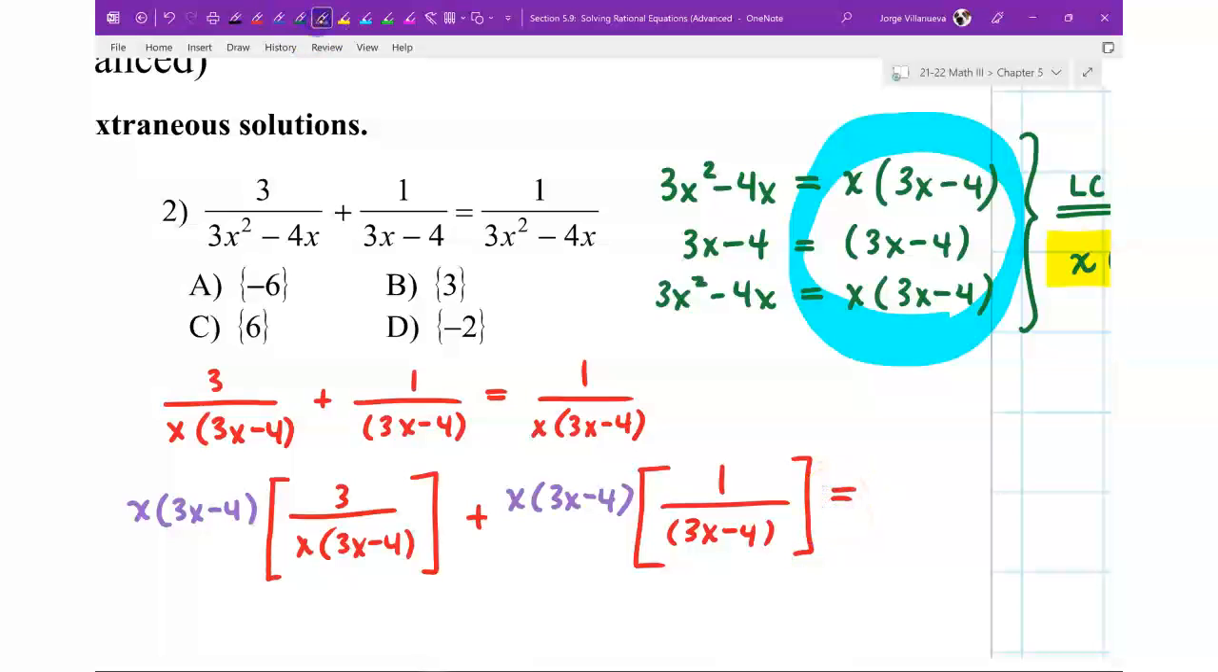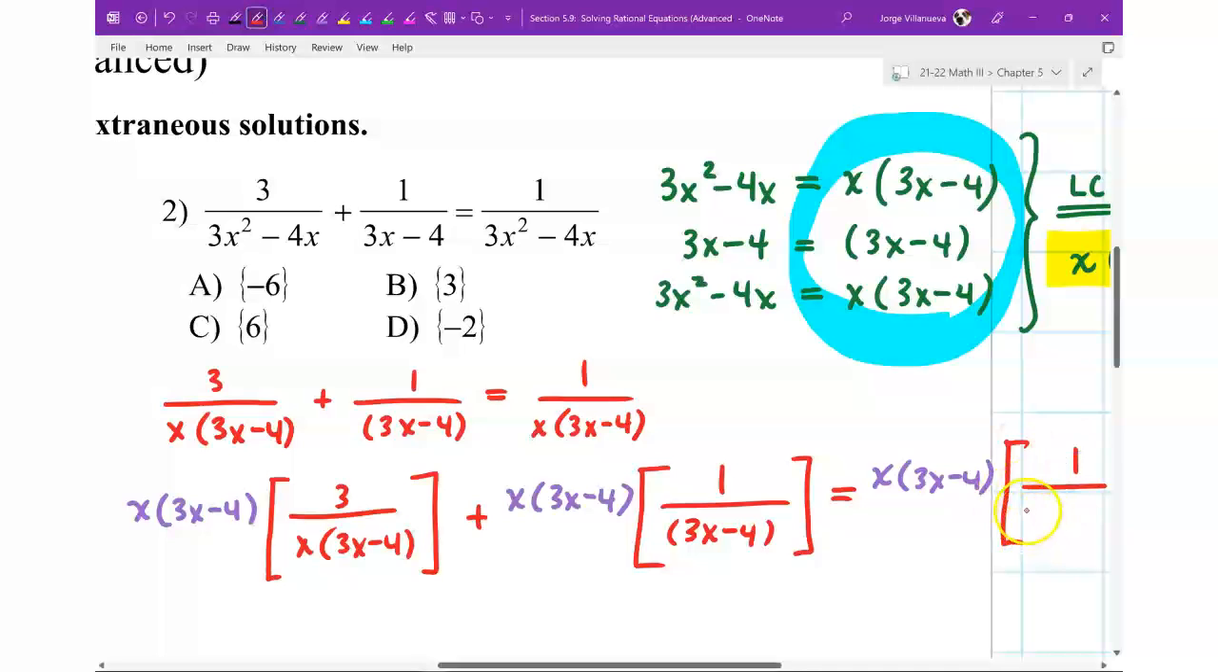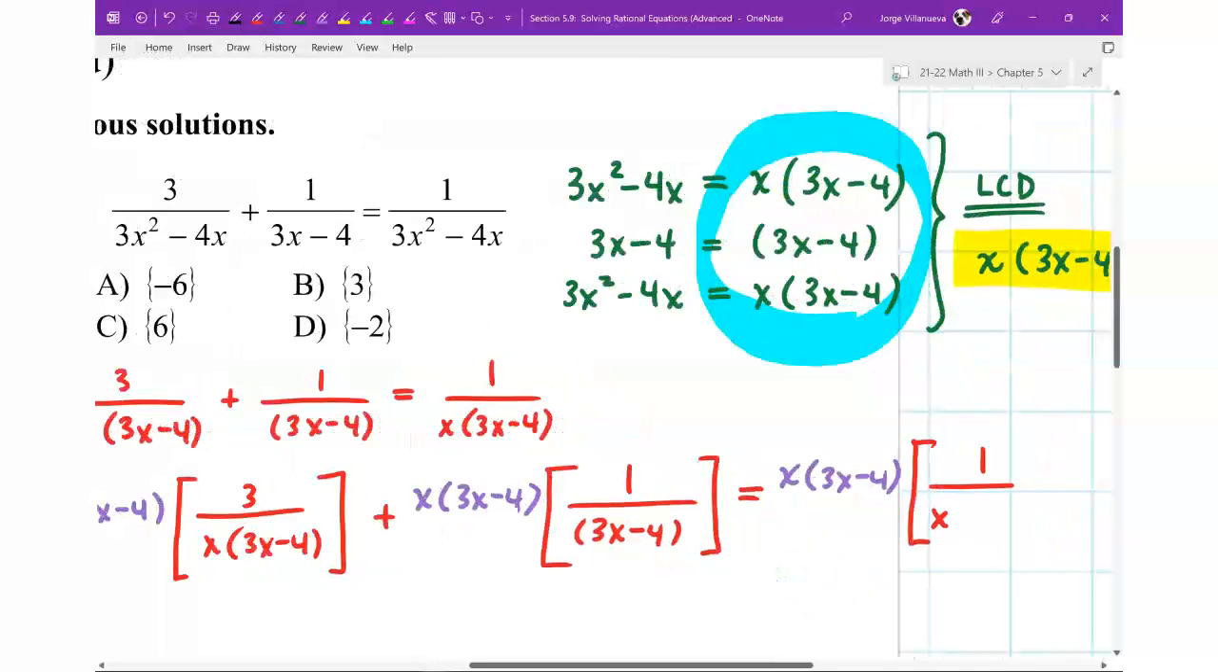equals x times 3x minus 4 times 1 over x times 3x minus 4.